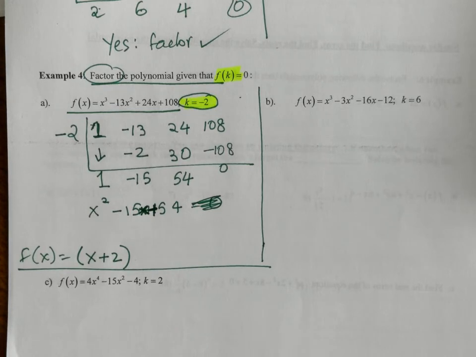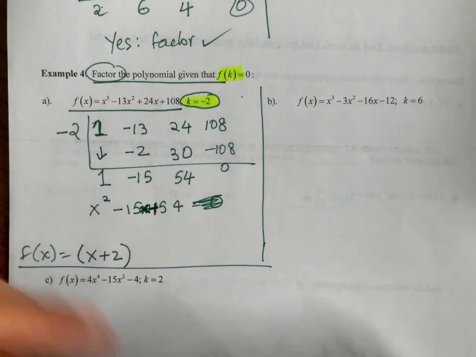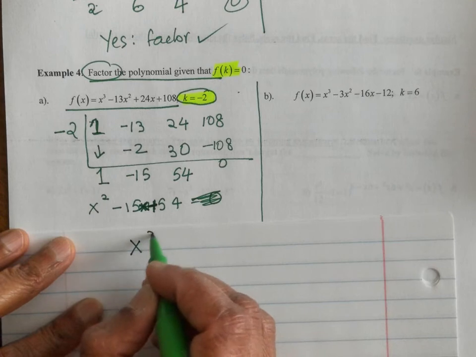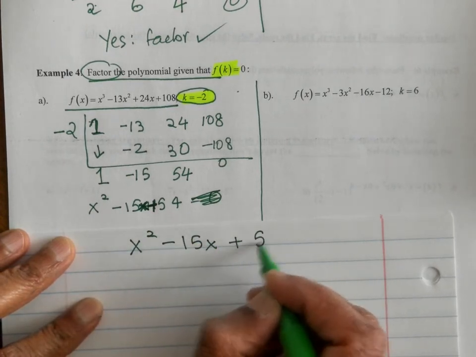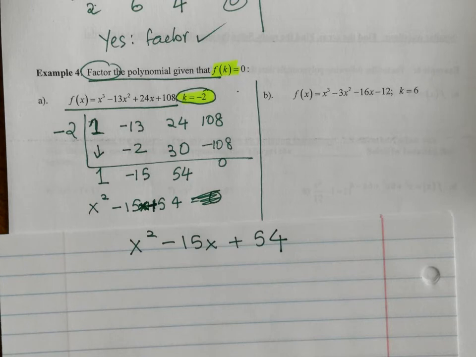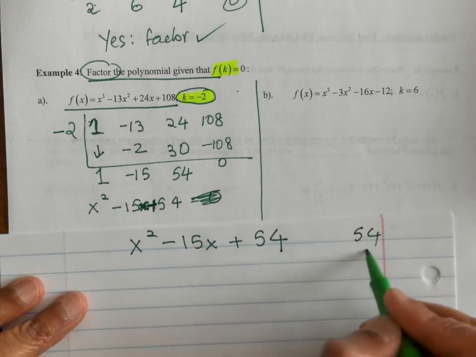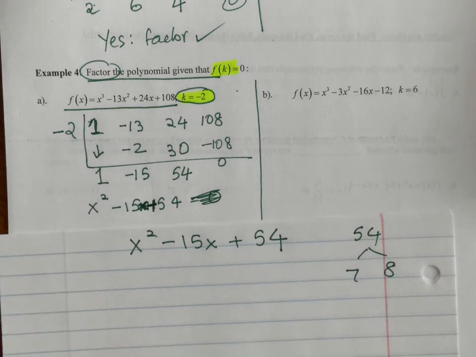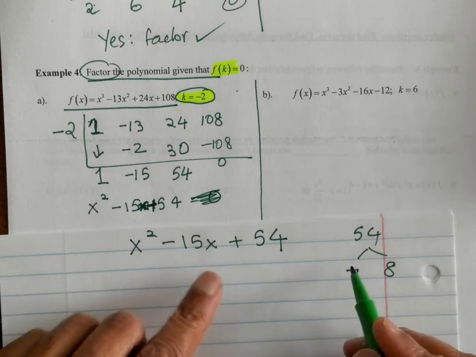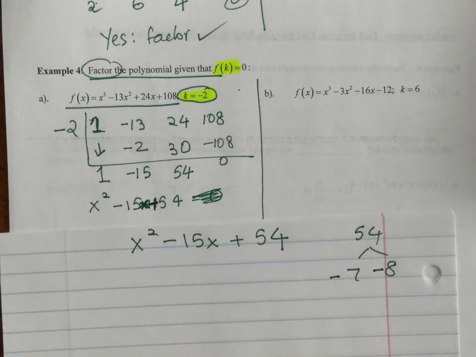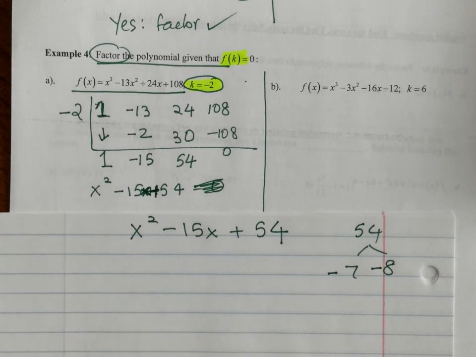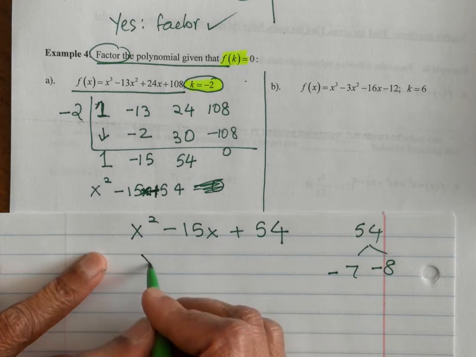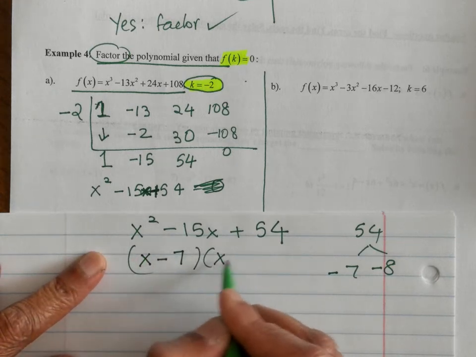Is that factorable? Is this factorable? X squared minus 15x plus 54. I think it is. 54 is basically 7 times 8. You want negative 15, so negative 7 and negative 8. These are slightly larger numbers than what we'd like to give when you don't use a calculator, but this is factorable. Which basically means my factors are x minus 7 and x minus 8.